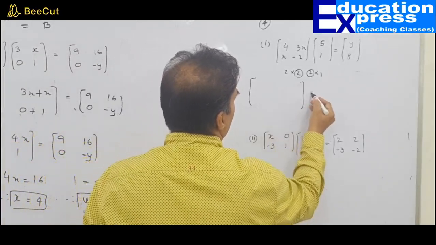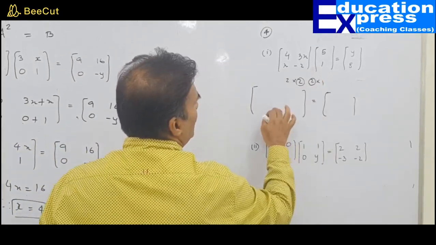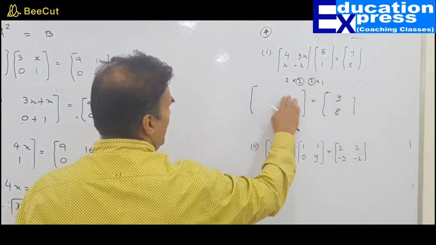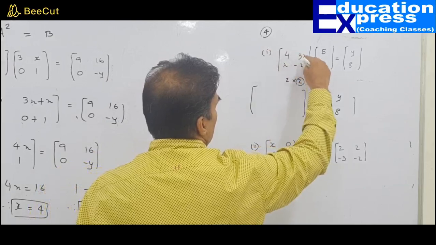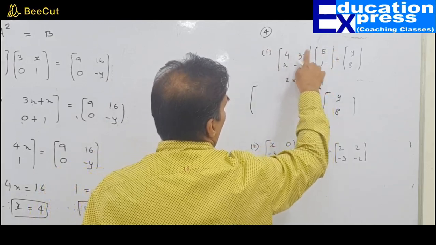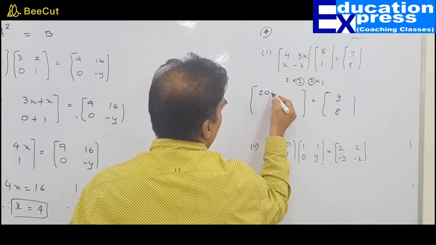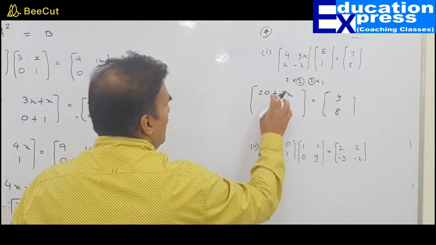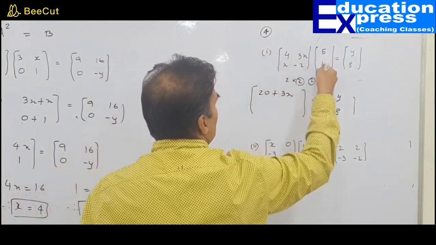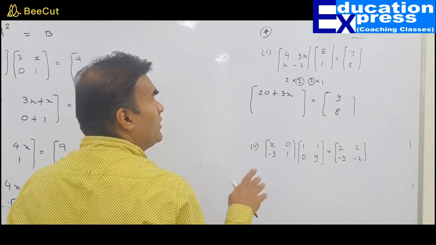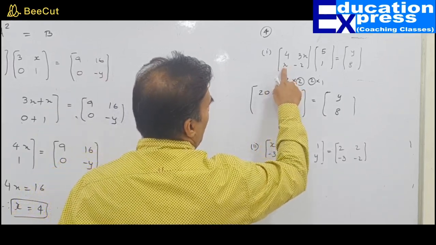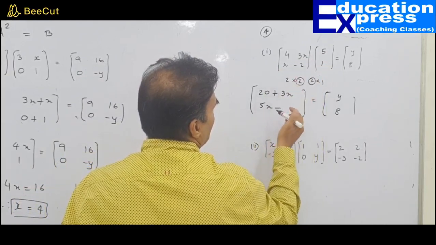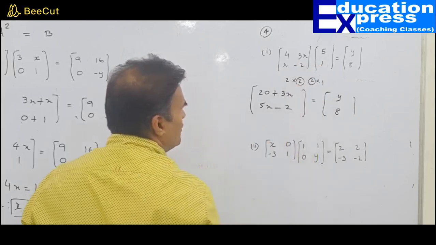When we actually multiply, the product of this will come in this matrix equal to y and 8. Now how do we do the multiplication? The first row has to multiply with this. So 4 into 5, that's 20, plus 3x into 1, that is 3x. Fantastic. This row into this column is done. We want to move on to the next row. This is the next row. 5 into x, that's 5x. Minus 2 into 1, that's minus 2.